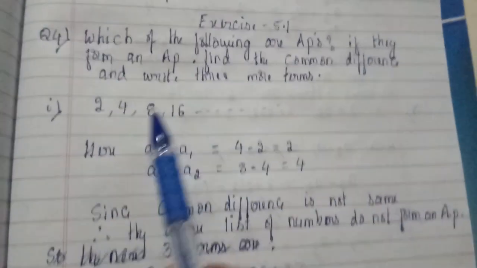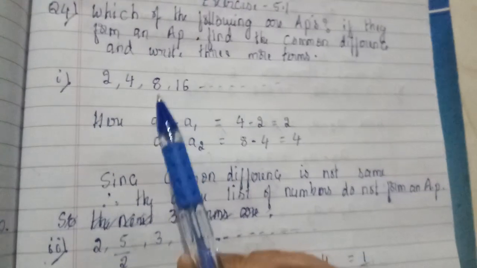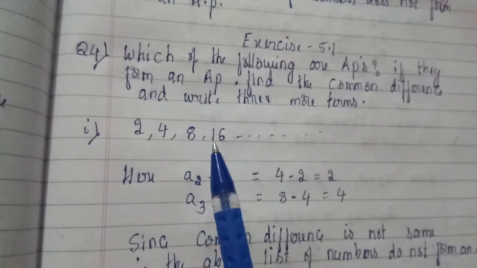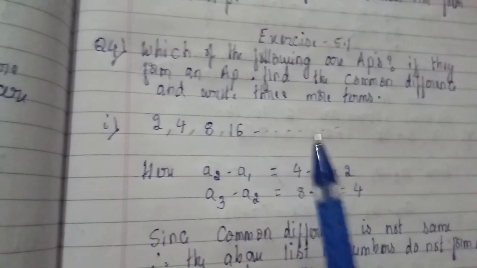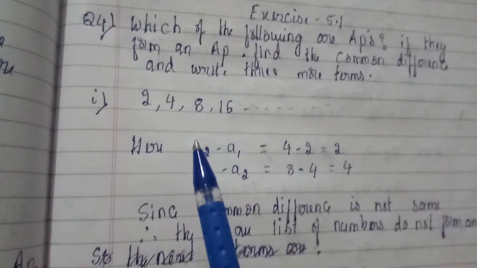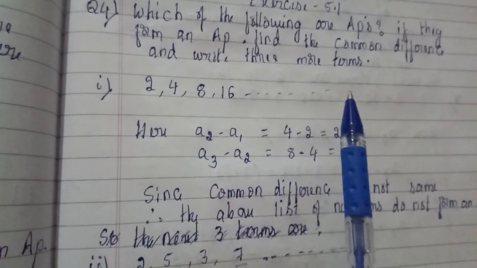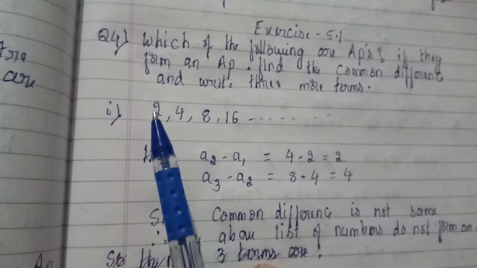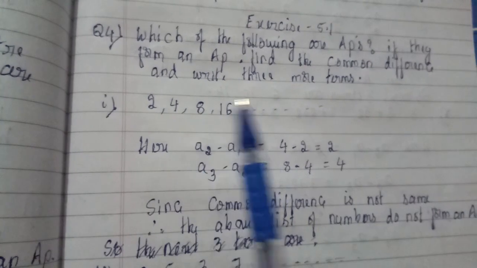The first question. In this we have to check whether the list forms an AP or not. Now recall how to tell whether a series is an AP or not. Recall the definition of arithmetic progression. It says the common difference should be the same, meaning it is a series of numbers obtained by adding a fixed number to the previous number. That is the definition of arithmetic progression.